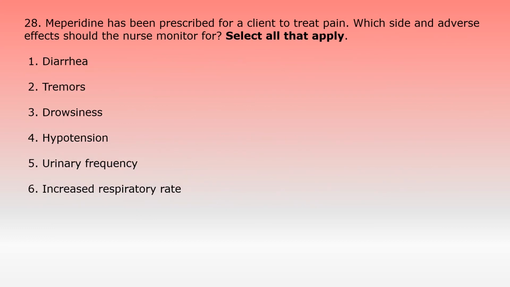28. Meperidine has been prescribed for a client to treat pain. Which side and adverse effects should the nurse monitor for? Select all that apply. 1. Diarrhea. 2. Tremors. 3. Drowsiness. 4. Hypotension. 5. Urinary frequency. 6. Increased respiratory rate.